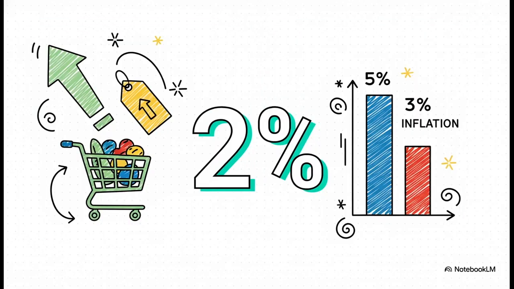Let's use a really clear example. Say you get a 5% pay rise. Fantastic, that's your nominal increase. But if the price of everything in the shops has gone up by 3%, your real increase, the actual extra stuff you can buy, is only 2%. That is the real value.